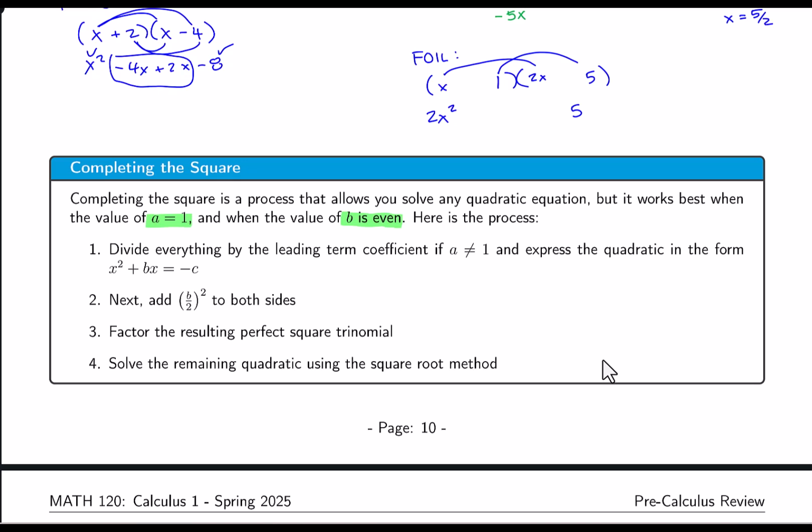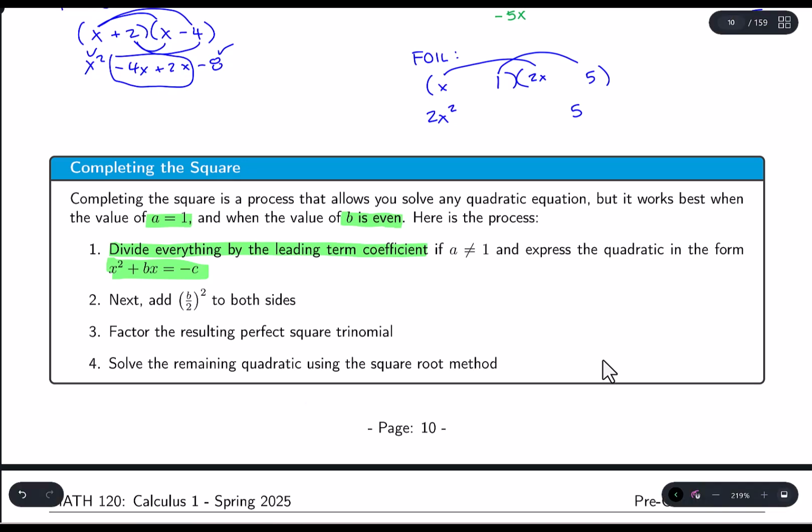If that leading term coefficient happens to be something other than 1, then just divide everything through by the leading term coefficient. Make sure it's in the form x squared plus bx equals -c. So normally when factoring, we want everything equal to 0. But we're not using the zero factor property here. We're using a different concept. So it's okay that it doesn't equal 0. It's going to be whatever that constant happens to end up being.